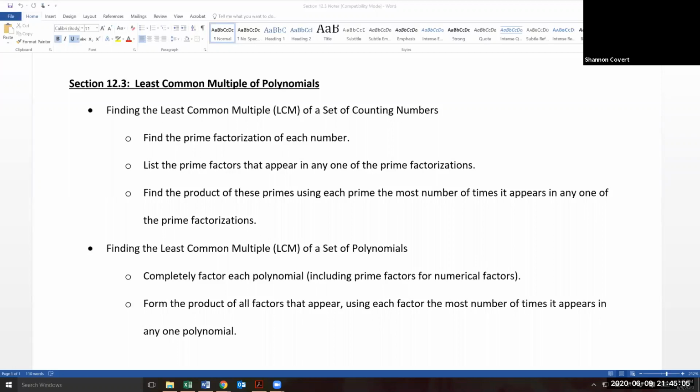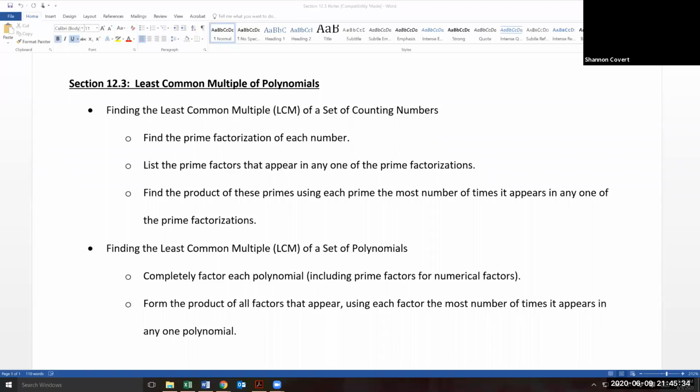The very first thing you're going to do is find the prime factorization of each number. Then the second step is to list the prime factors that appear in any one of the prime factorizations. And then the third and final step is to find the product of these primes using each prime the most number of times it appears in any one of the prime factorizations. Don't worry, we will go through some examples.